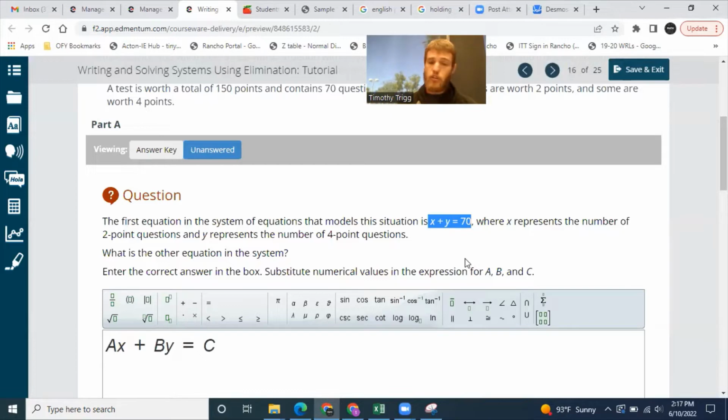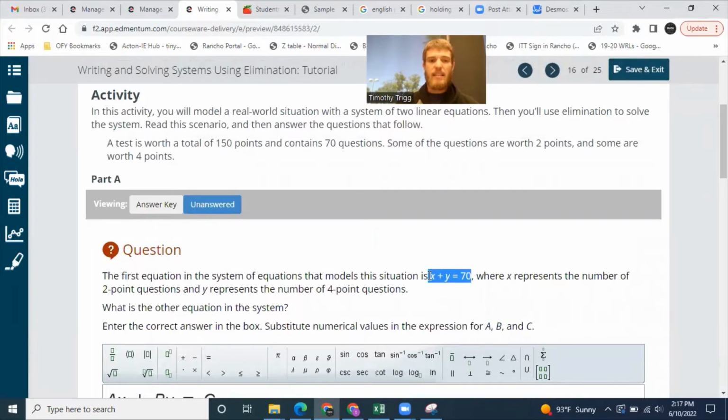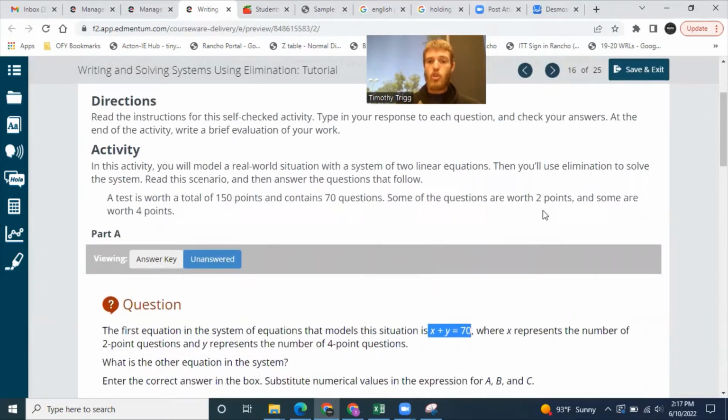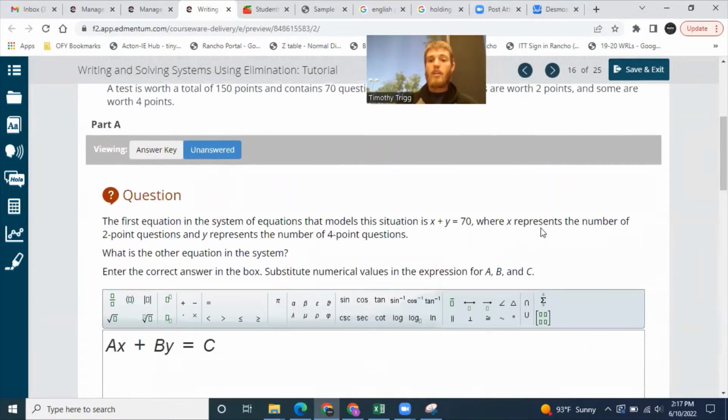So they give you the first equation straight off the bat, x plus y equals 70. So x is the number of 2-point questions and y is the number of 4-point questions. So when I add the number of 2-point questions plus the number of 4-point questions, well, that's 70 questions in total, it says. There's 70 questions, okay? X represents the number of 2-point questions, y represents the number of 4-point questions. So this first equation has to do with the quantity of questions, in this case, 70 questions.